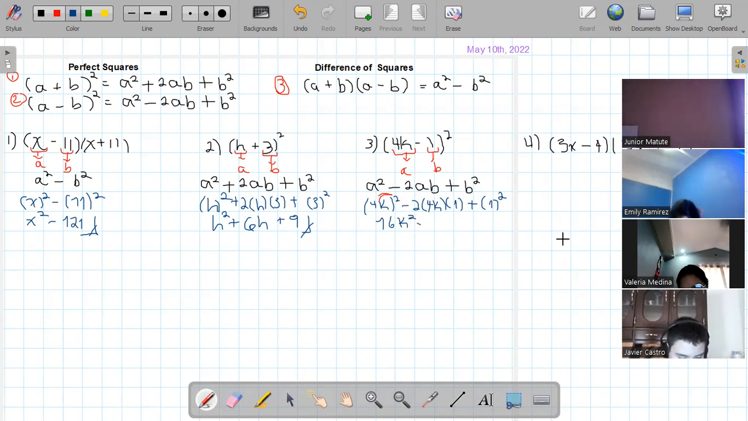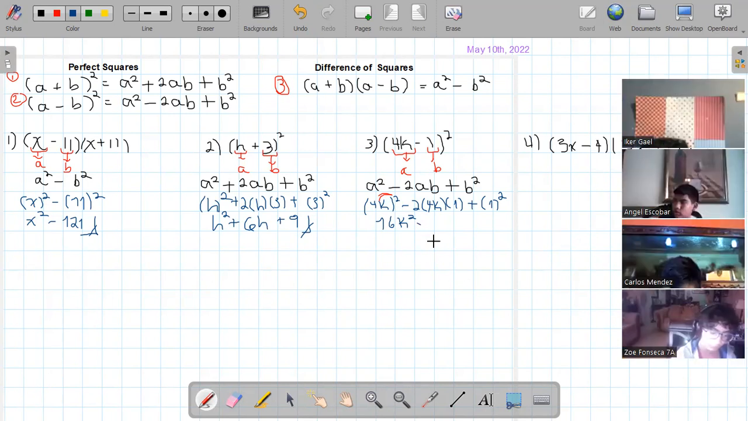Minus 2 times 4K times 1. 8K. Very good. In this case, it is just 8K because this is a 1. If not, it would have changed, right? Because we multiply the 2 times the 4 times the 1 and then times the K.